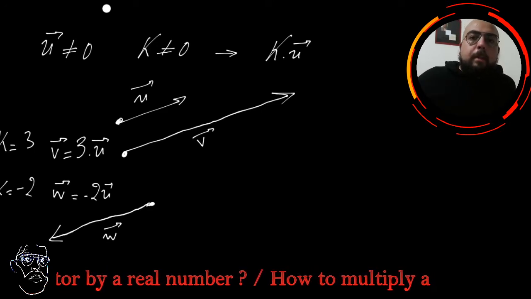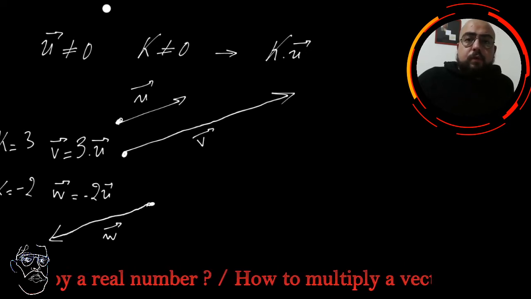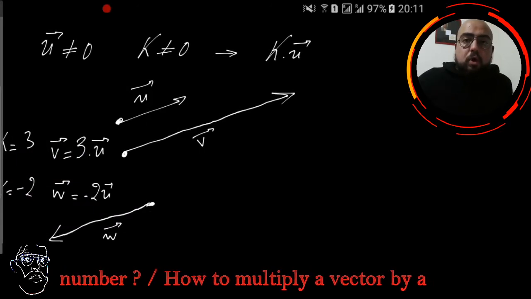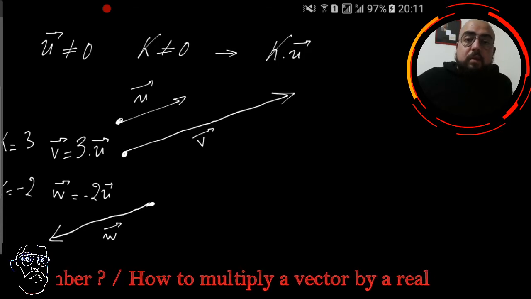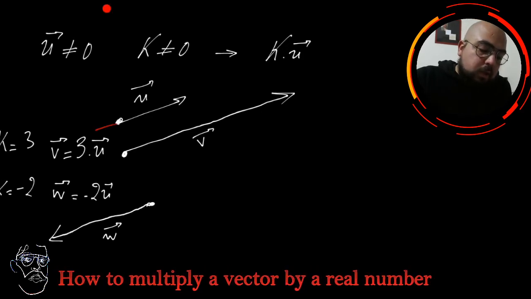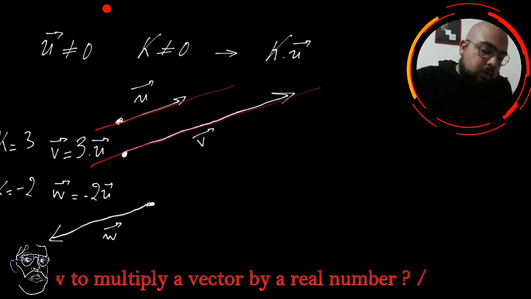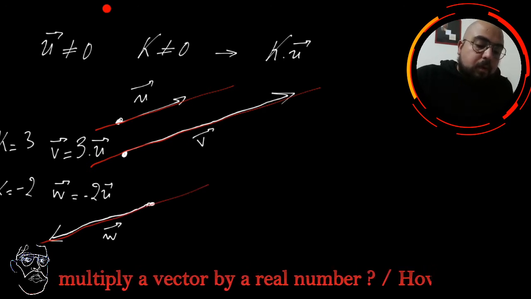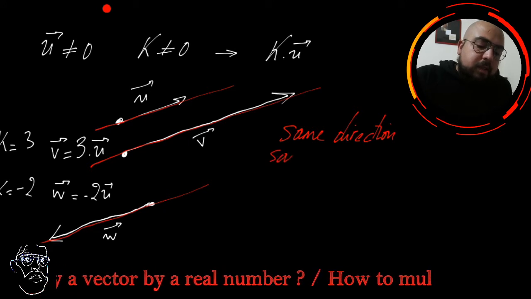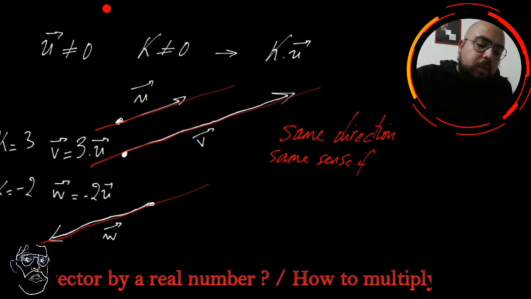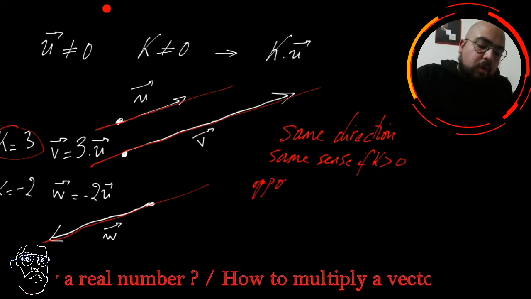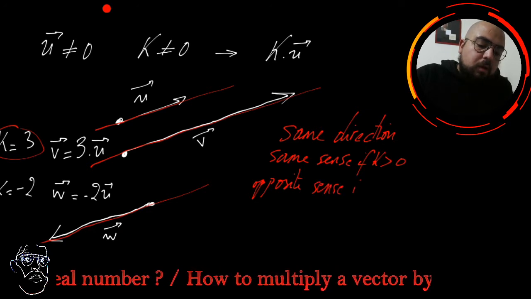So whenever I'm multiplying my vector u by a certain real number k, which is different than 0, what is it that remains the same? Whatever is remaining the same is the direction. I can simply say that the resultant vectors are all going to be collinear, or they will have the same direction, or simply parallel. So as you can see, u is parallel to v, and it is also parallel to w. So the same direction, same sense if k was positive, just like k equal to 3. Opposite sense, opposite orientation, if k is negative.